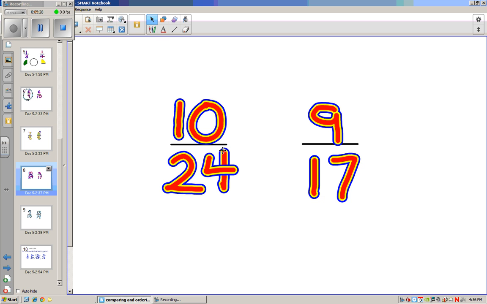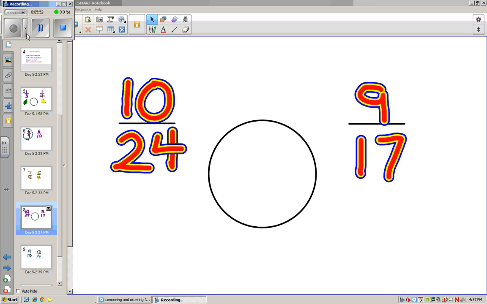Another example, now we're getting in some different numbers, and we have 10/24 and 9/17. Well, I look at the numerator and they're different numbers. So I'm going to go to the denominator. Well, that's different numbers too. So what are we going to do now? Well, we're going to try and look at how they relate to 1/2. And is one less than 1/2 or is one greater than 1/2?